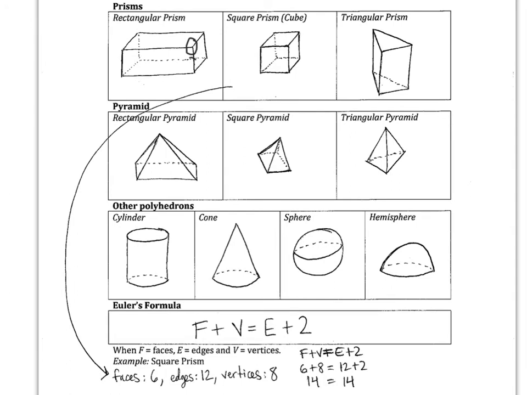A cylinder has a base of a circle, as we can see right here. A cone has a base of a circle but goes up like a pyramid. Sphere, it's like a basketball, a globe. And hemisphere is half of a sphere.